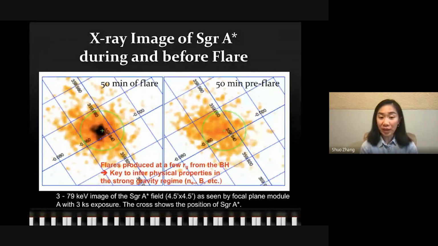Now, these flares, which happen at only a few gravitational radii from the black hole, are considered the keys to infer the physical properties under very strong gravity, like, for example, what the magnetic field strength is at a few gravitational radii, or what the electron density is.